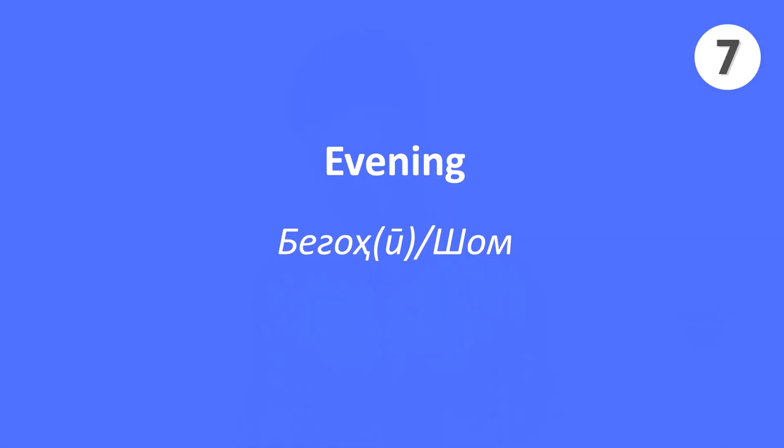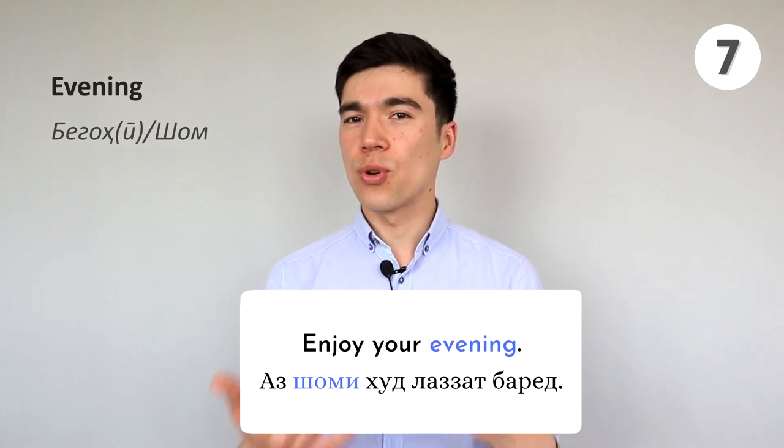Evening. Begoh, shom, begohi. Begoh we use when we say, for example, this evening, in begoh. And let me explain begohi. So 7 p.m., 7 o'clock in the evening, we say hafti begohi. So you see, it's a bit different. When it's specific, when you mention the time, you can say begohi. And we also use shom. If begoh and begohi sound too complicated, you can just use shom. It's much easier.